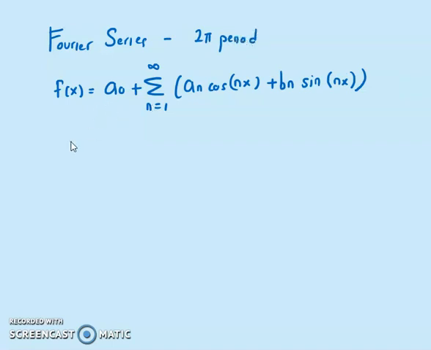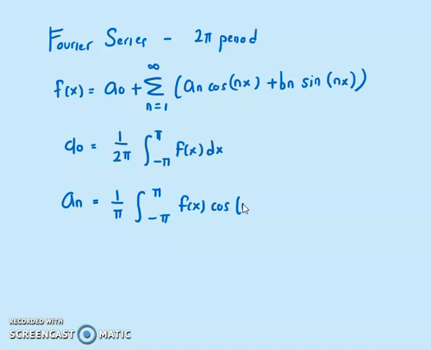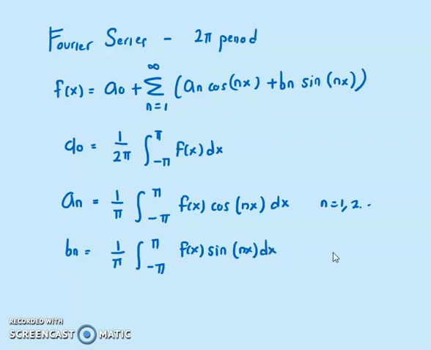These are called the Euler formulas. The Fourier coefficient a naught is given by 1 over 2 pi, integrate from minus pi to pi, f(x) dx, and a_n equals 1 over pi, integrate from minus pi to pi, f(x) cos nx dx for n equals 1 to infinity, and b_n is given by 1 over pi from negative pi to pi, f(x) sin nx dx for n equals 1 to infinity.